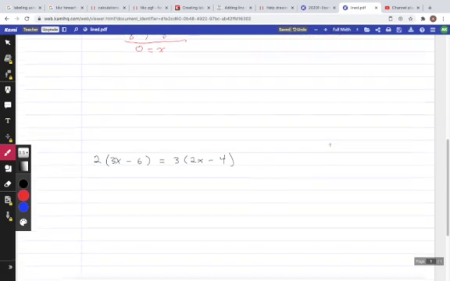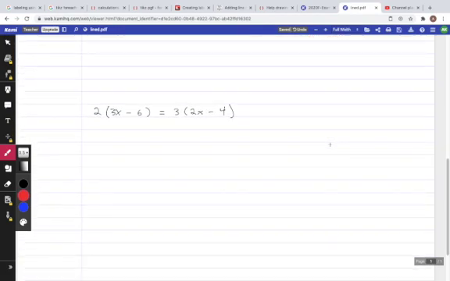Now, sometimes we will get special cases when we have multiple instances of our variable. And that kind of happens here. So let's look at what happens. We're going to do the same thing that we would always do. Is my left-hand side simplified down? No. So to simplify it, I distribute this 2. And that gives us 6x minus 12. Now, over here on my right-hand side, I have the same problem. I need to distribute. And I end up with 6x minus 12.